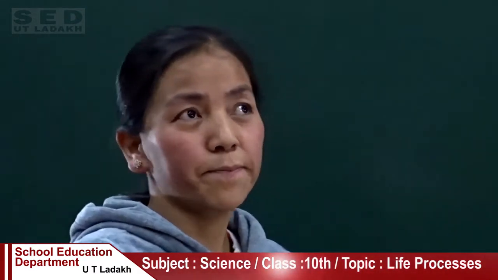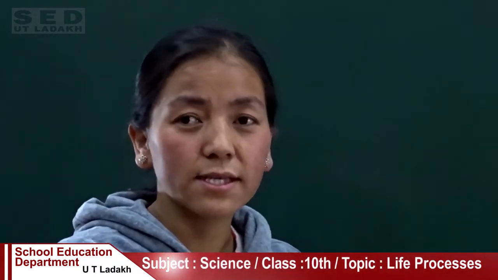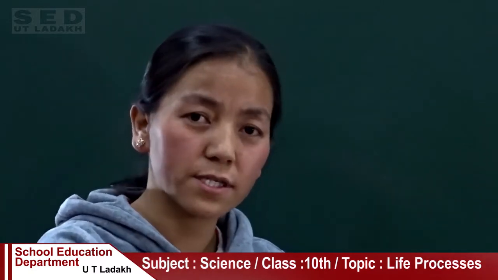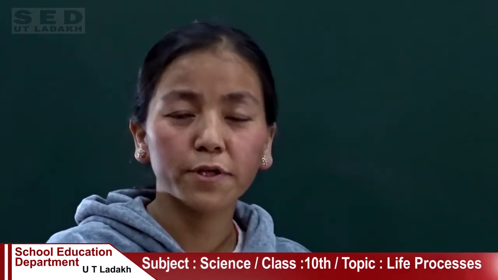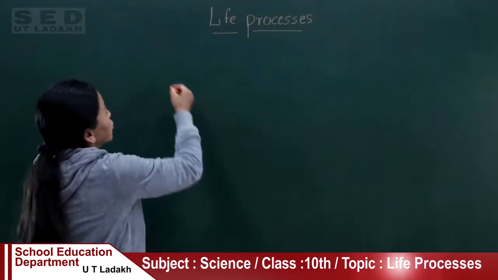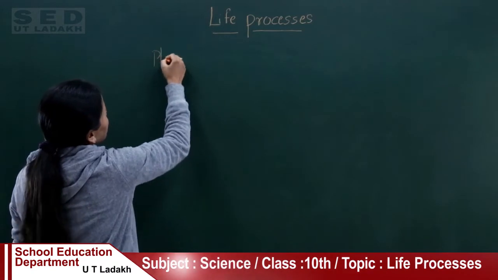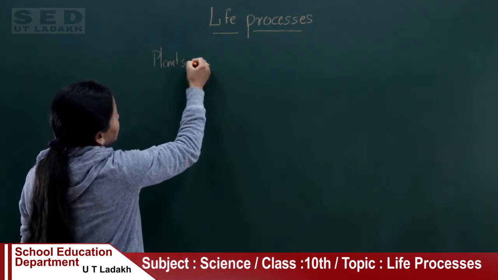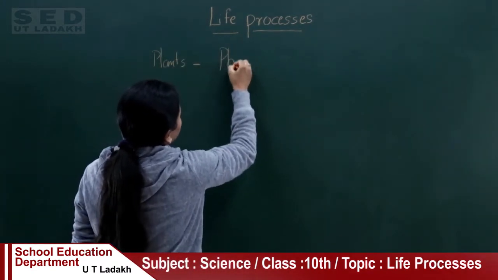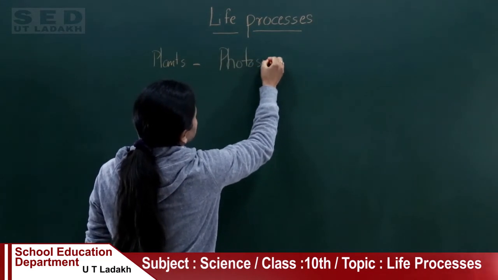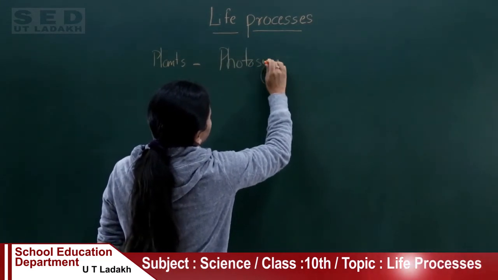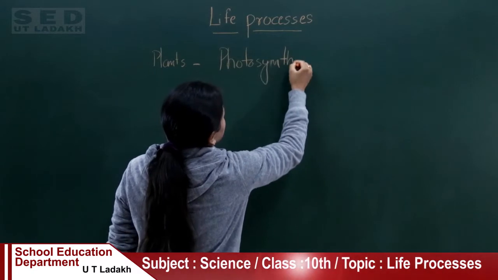The first topic we will discuss in the modes of nutrition is photosynthesis, of which we have discussed a bit earlier in autotrophic nutrition. In the autotrophic mode of nutrition, the plants can make their own food with the help of a process known as photosynthesis.